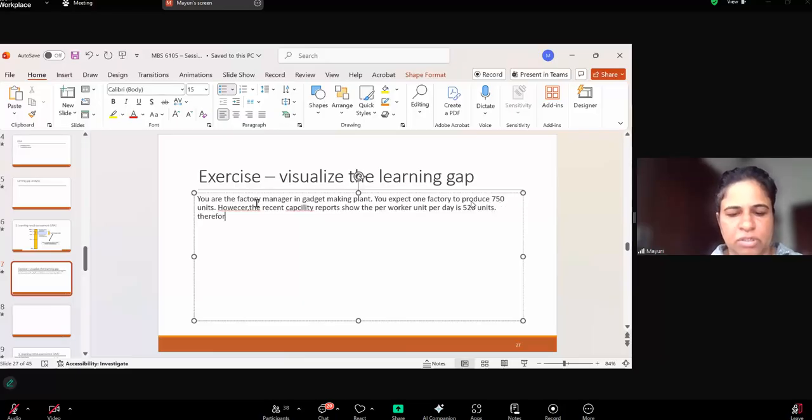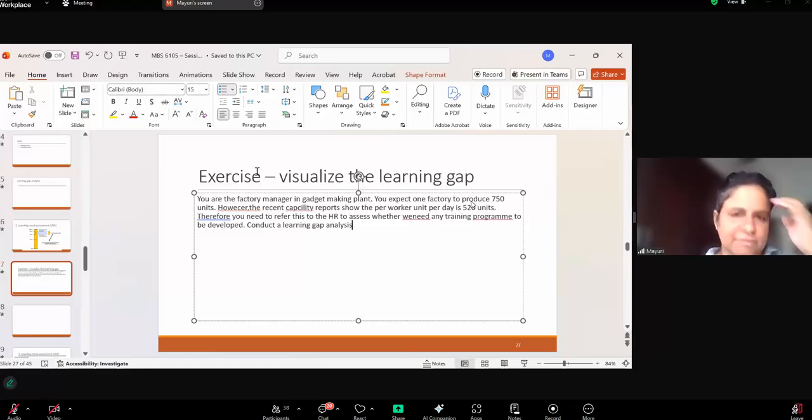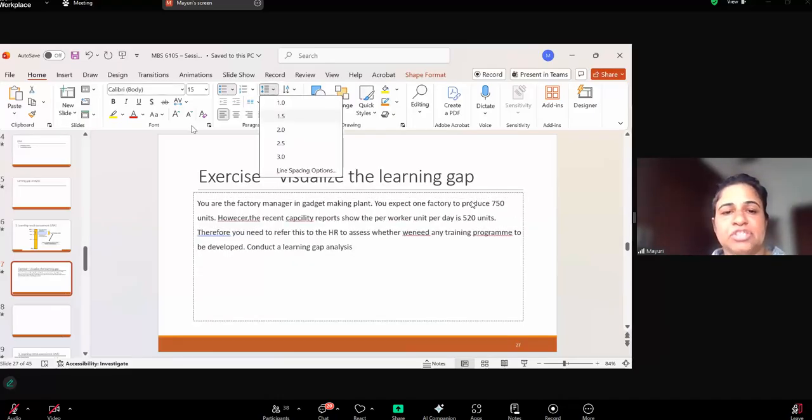Therefore, you need to refer to the chart to assess whether we need any training program to be developed. Conduct a learning gap analysis. So don't worry about my spelling mistakes. You do it.